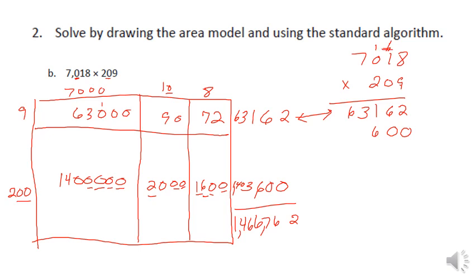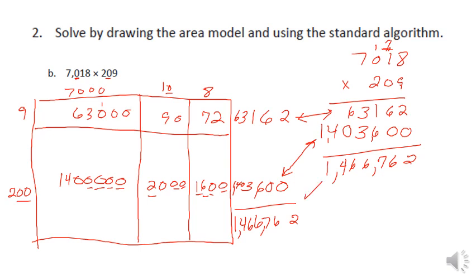Now we're going 2 times 8 is 16, carrying our 1. And we have 2 times 1 is 2, and 1 is 3. 2 times 0 is 0. 2 times 0 is 0. And 2 times 7 is 14. And you can see we have the same partial products, 1,403,600. When we add them together, 2, 6, 7, 6, 6, 4, 1. 1,466,762. They match.